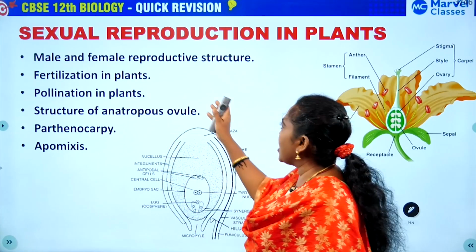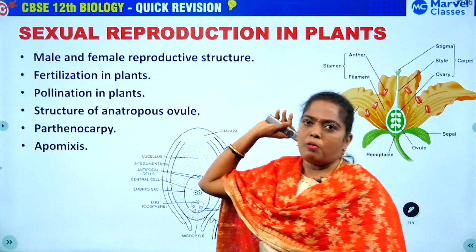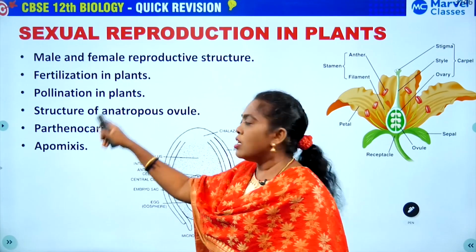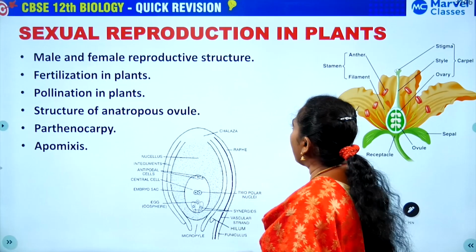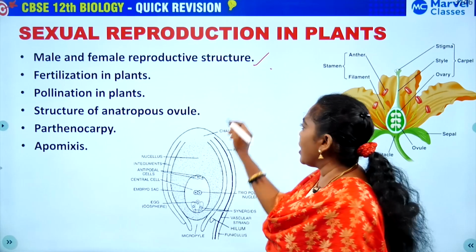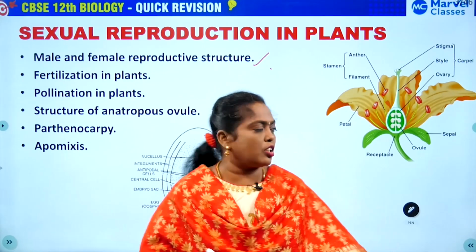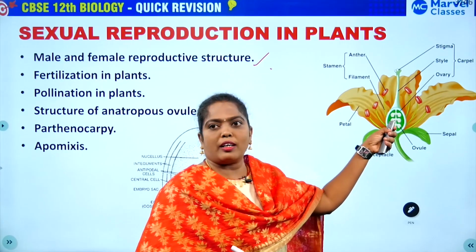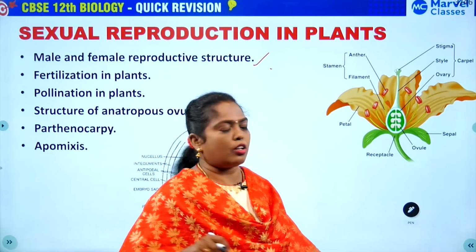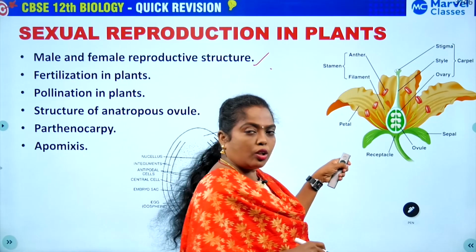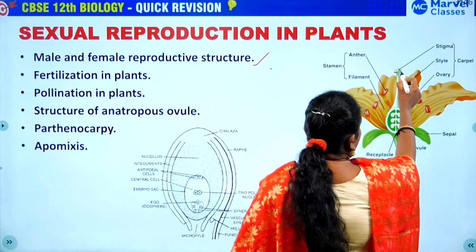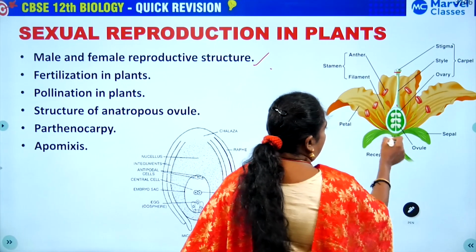So we will start with sexual reproduction in flowering plants. In this the important questions are, the first question is male and female reproductive structure. Even you can draw a diagram like this. If they are asking you to draw a structure of flower, you can draw the structure of flower and you can explain everything, the stigma, the style and the ovary.